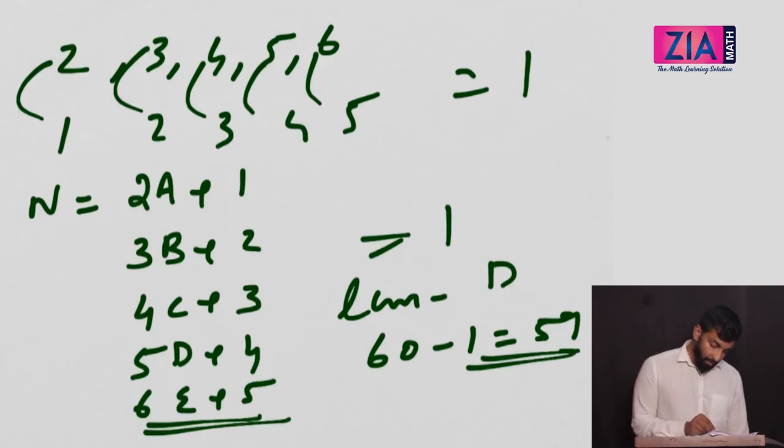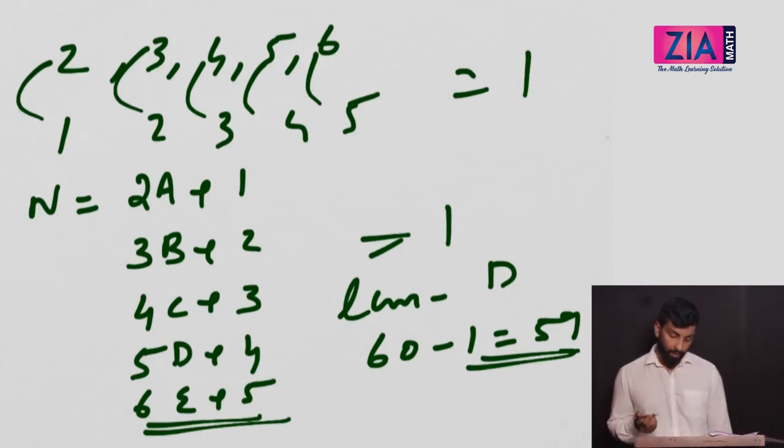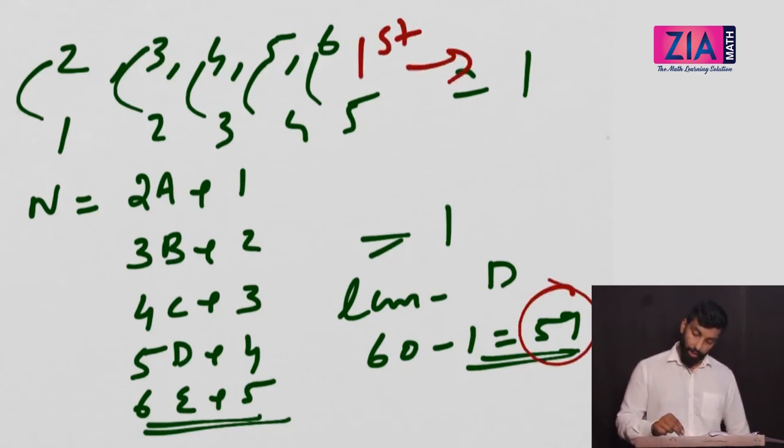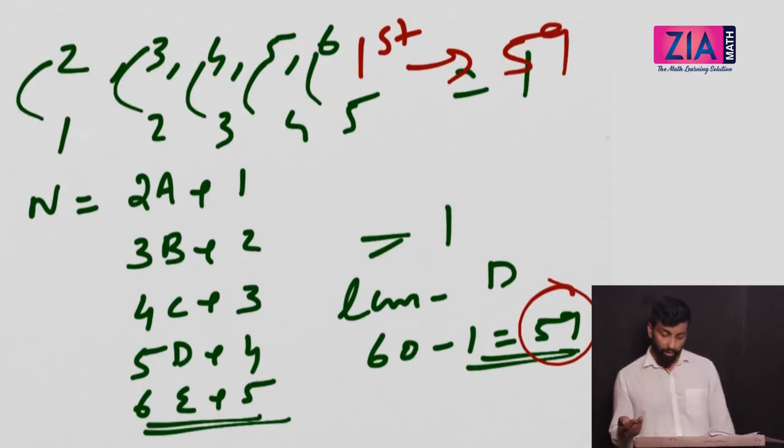And what is the question? How many such numbers are there between 0 and 100, right? We have already discussed this pattern also. See, what are the possible questions they can ask you? What is the first such possible number, right? You got it as 59. What is the next number? How will you find it?